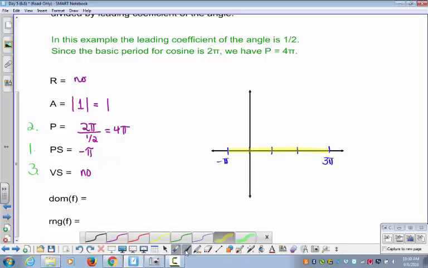Now we go to the amplitude. That's number 4. That tells us how far above and below. So this tells us our tick marks on the y-axis. We only need to go down to -1 and up to 1.